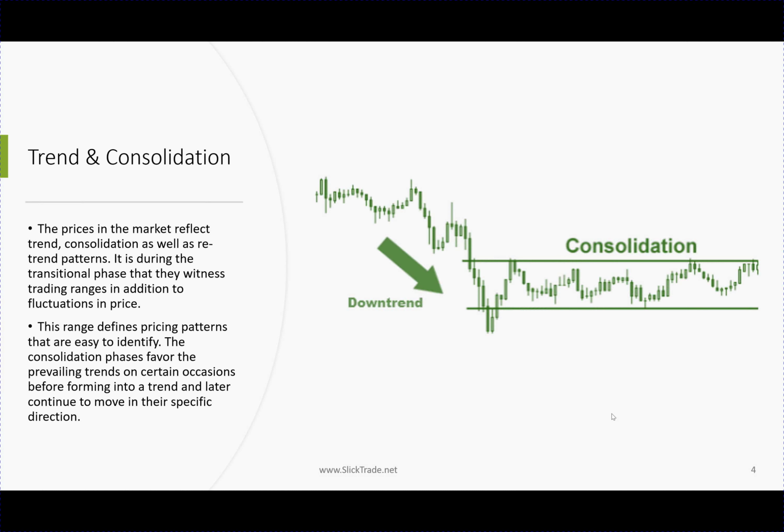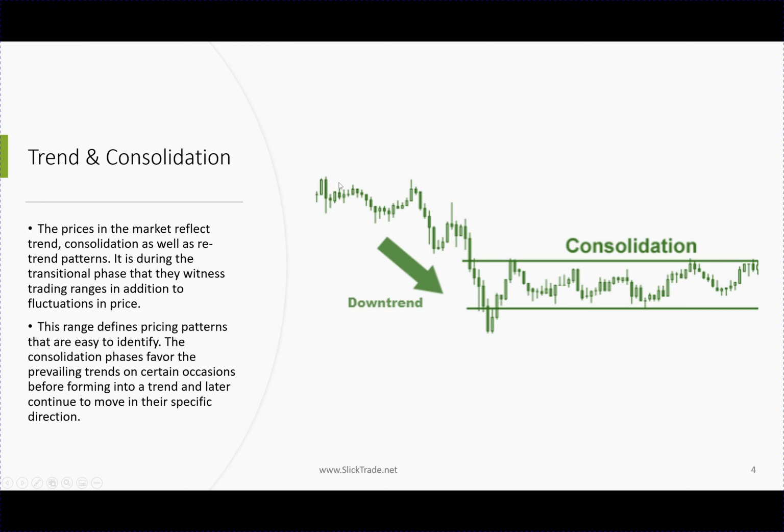Trend and consolidation. The prices in the market reflect trend, consolidation, as well as retrend patterns. It is during the transitional phase that they witness trading ranges in addition to fluctuations in price. This range defines pricing patterns that are easy to identify. The consolidation phases favor the prevailing trends on certain occasions before forming into a trend and later continue to move in their specific direction.